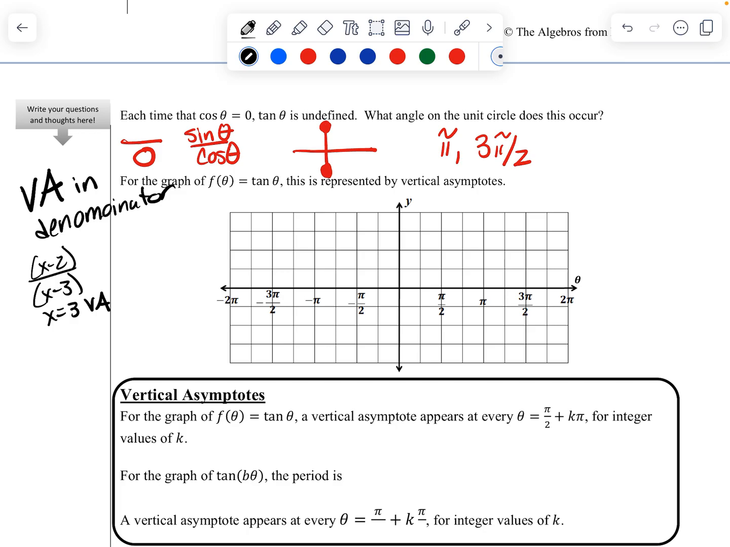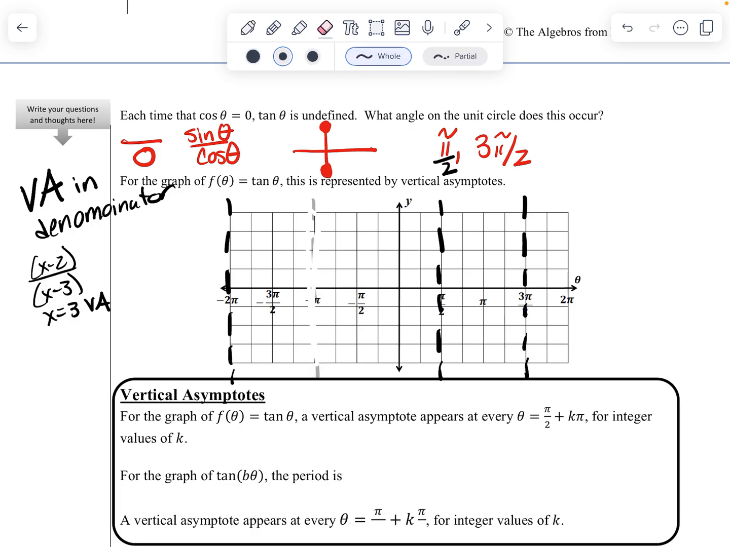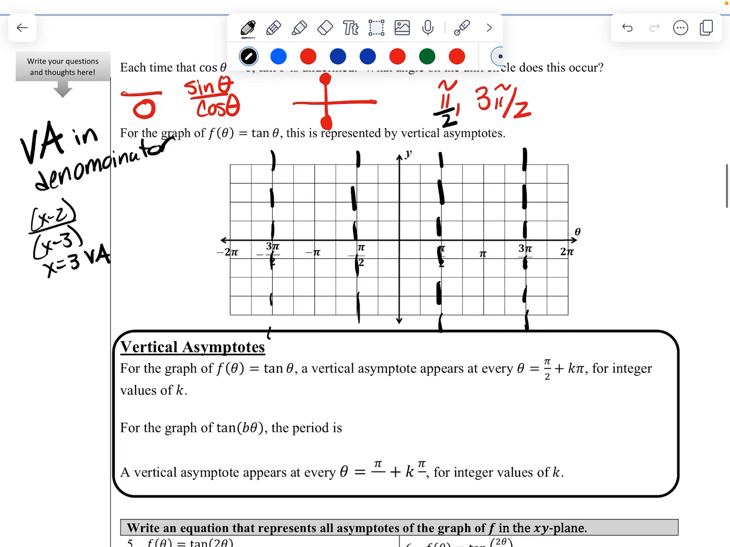All right, so not at pi, sorry, this is pi over 2 and 3 pi over 2. So here is a vertical asymptote, 3 pi over 2 is a vertical asymptote, and then it would be going the other direction. You'll notice the distance between those, and I put this in the wrong spot, I apologize. At pi over 2 and 3 pi over 2, the distance between those is our period of pi.